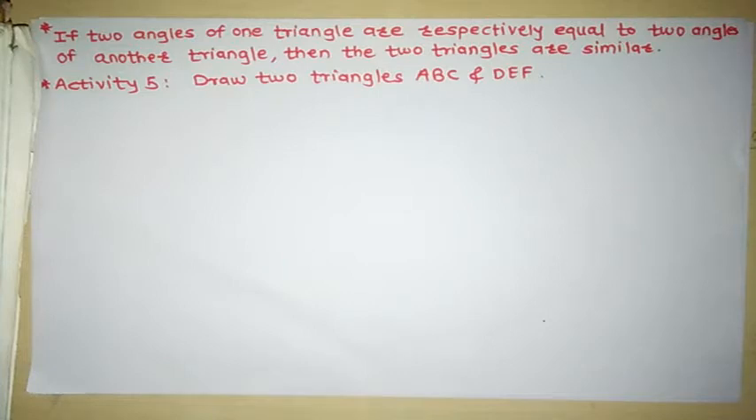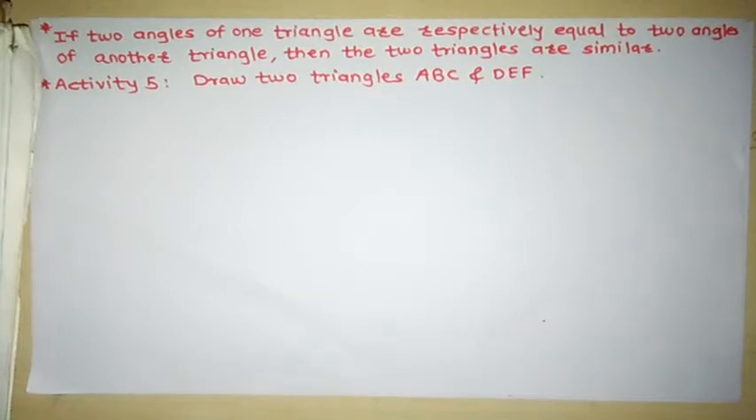In yesterday's class we drew two angles, one of 40 degrees and another of 60 degrees, and the third angle is ultimately equal by the angle sum property of a triangle. After checking, if two angles are equal, then all the corresponding sides are in the same ratio, as we saw in yesterday's class. Therefore this triple A similarity criterion is also stated as follows.